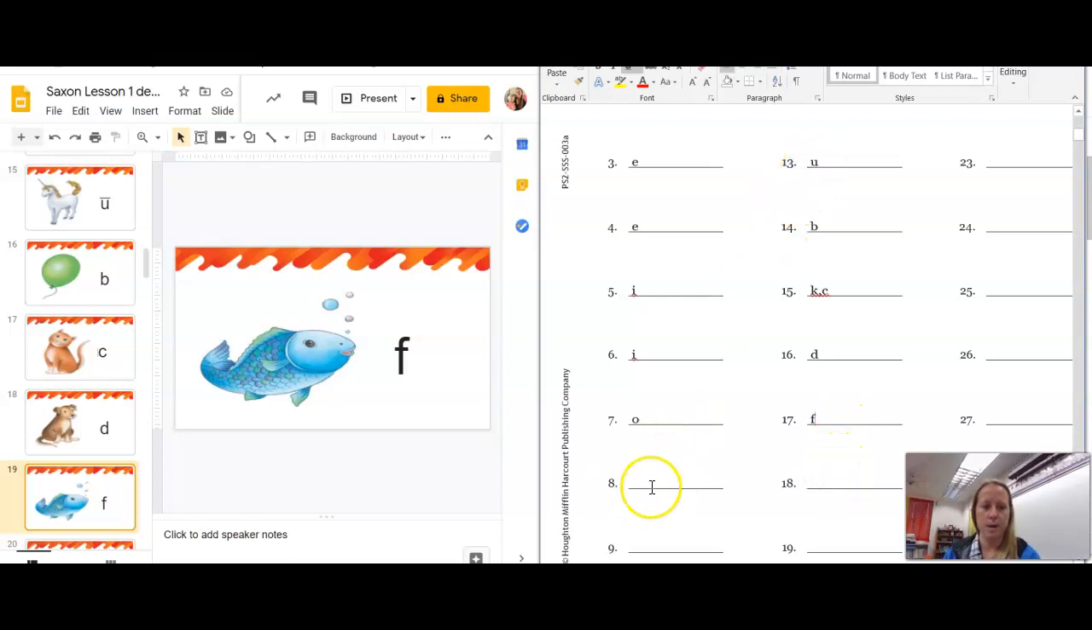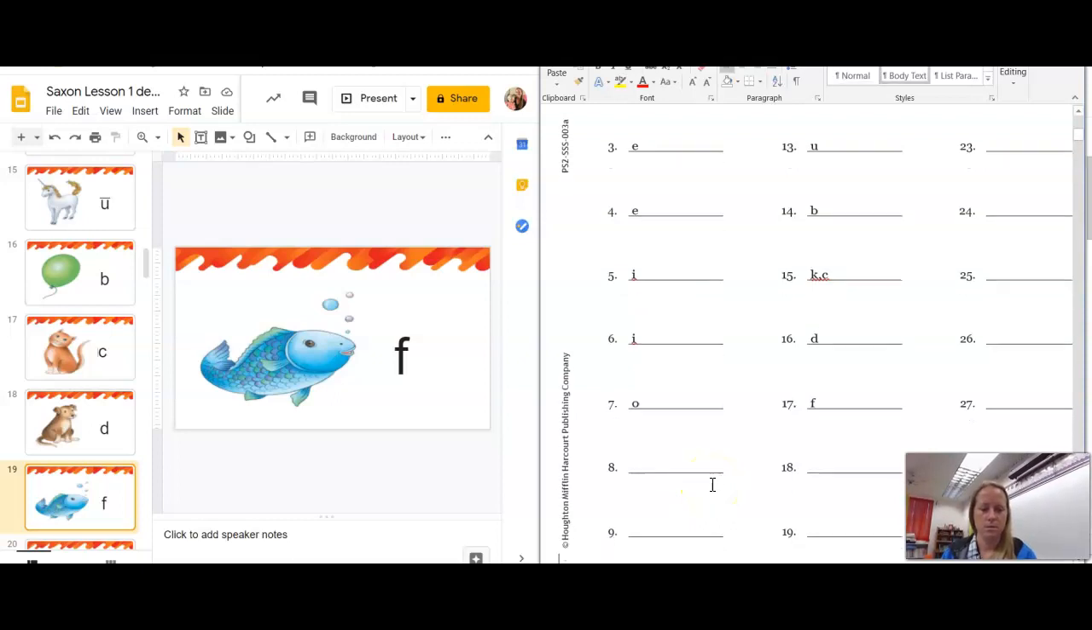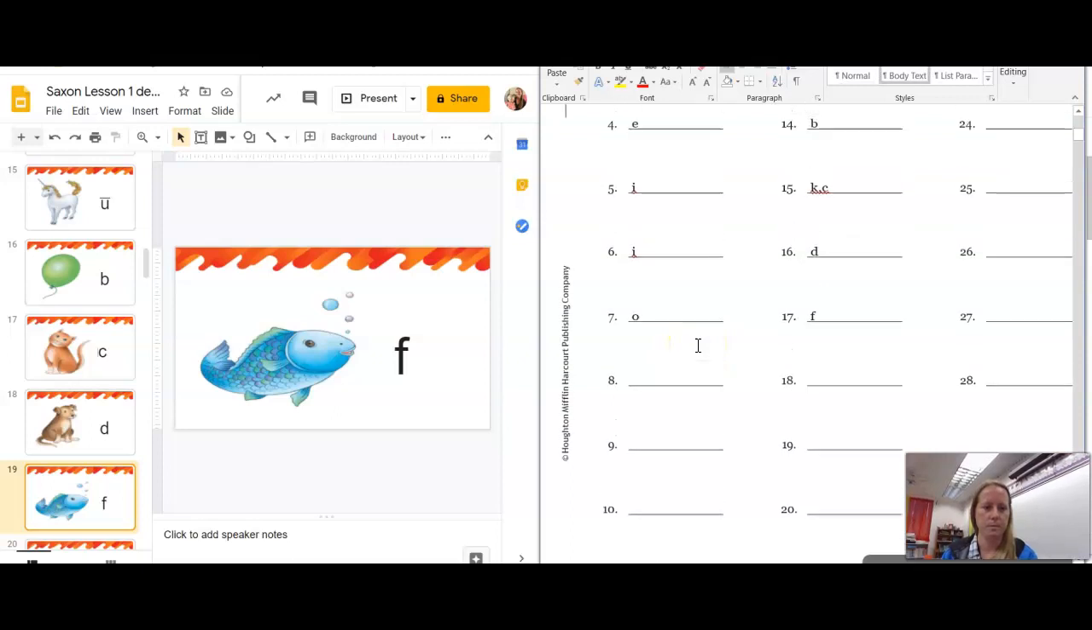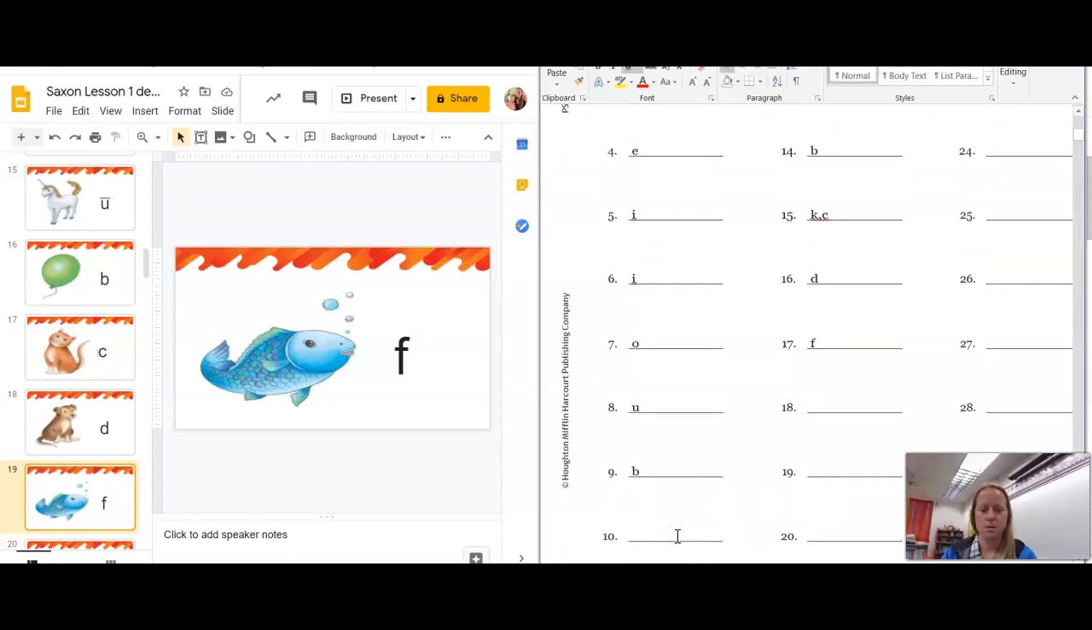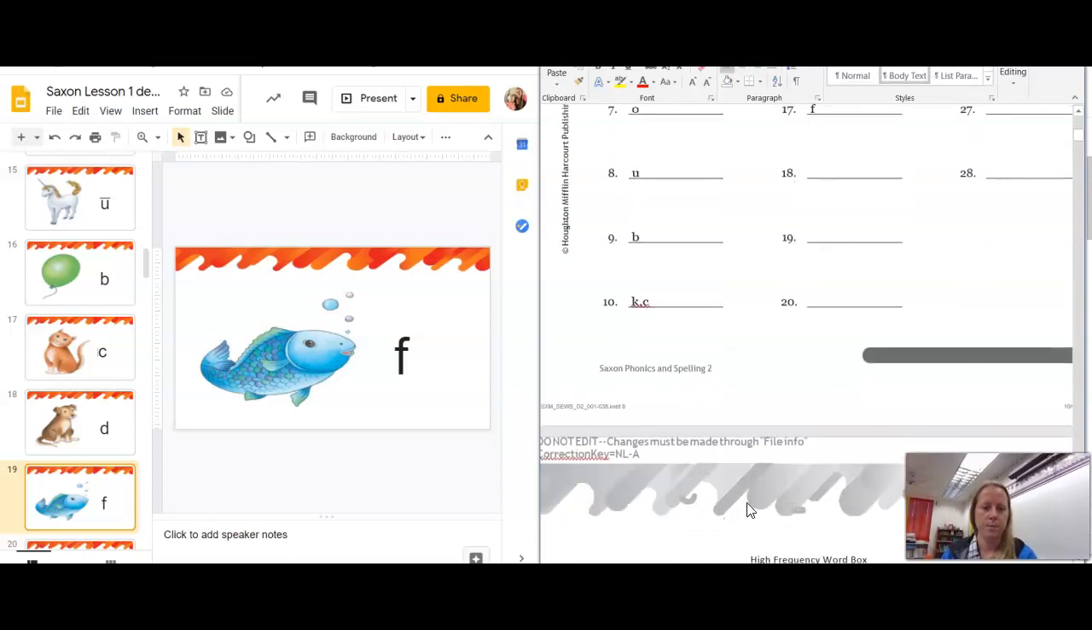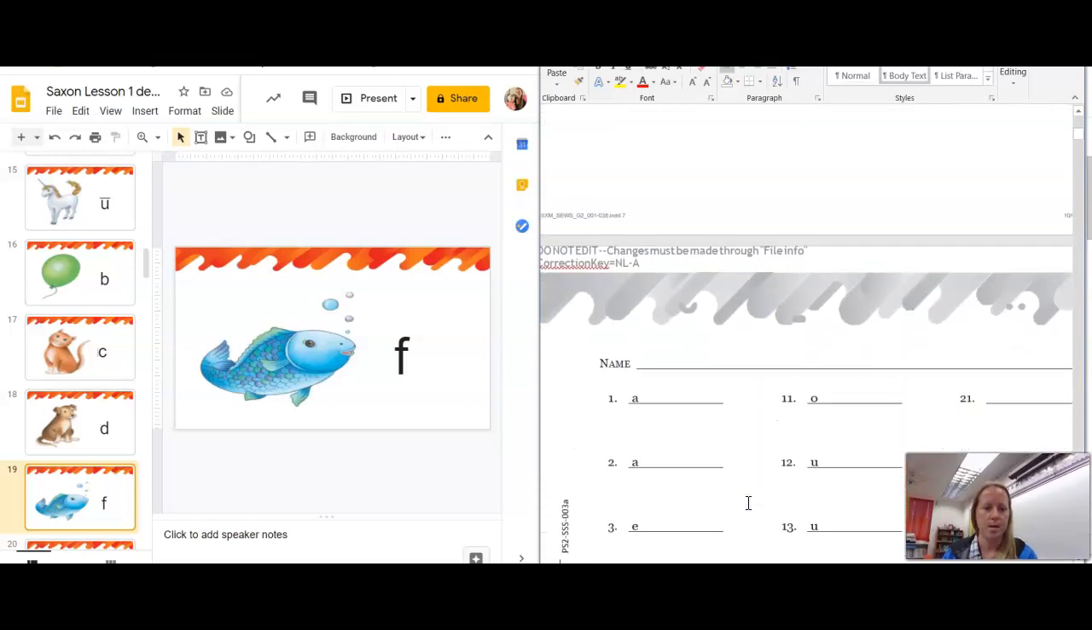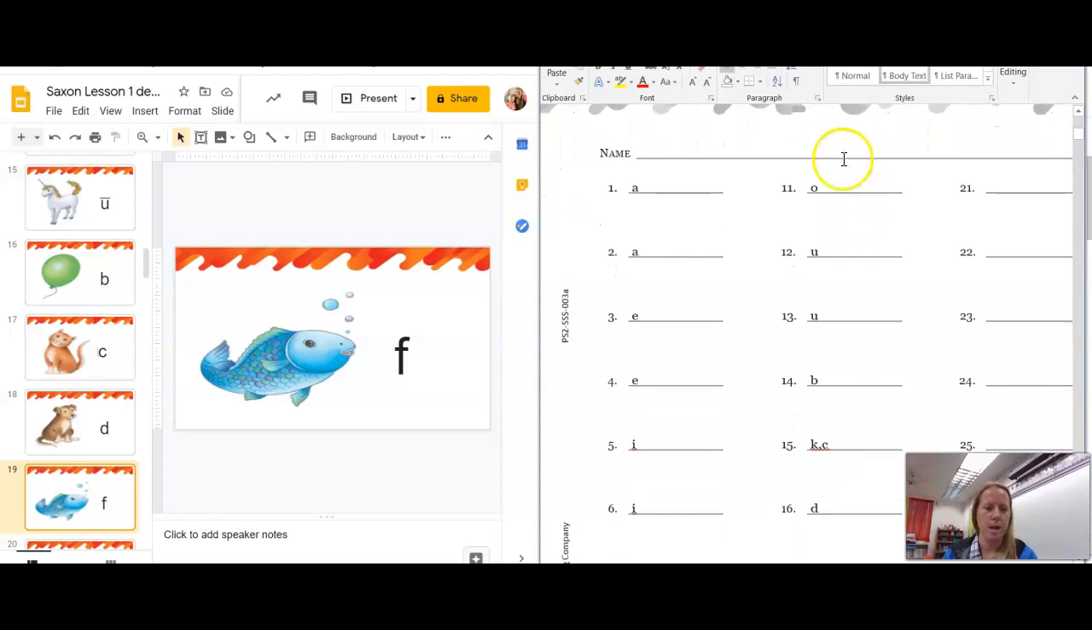Oops, I should have started on number 8. It's okay. All right, so should be U on number 8. B. K, comma, C. Okay, so there's 10 on each line. K, comma, C, and then D. Okay. If you messed up, it's okay if you were following the numbers that I was typing the letters on. Okay, it's different doing it like this.